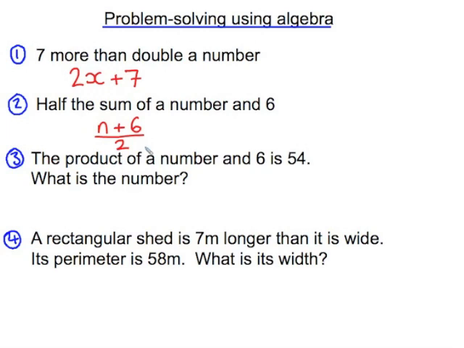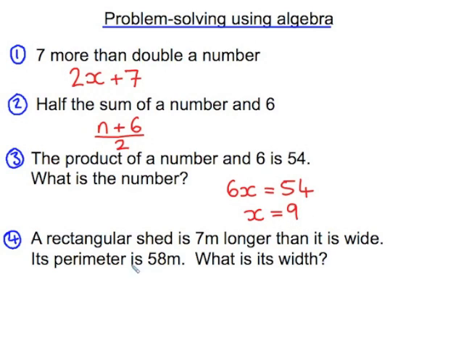Next we have: the product of a number and 6 is 54. So the product of a number and 6, if we let the number be represented by x, is 6x, and we're told that the product of the number and 6 is 54. So this is now an equation which we can solve. If 6x is 54, that means that x must be 9.